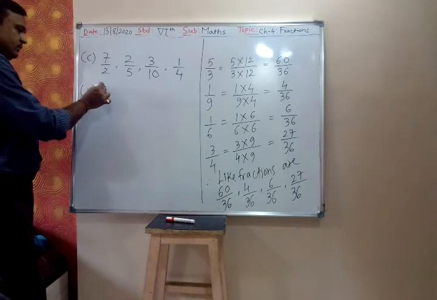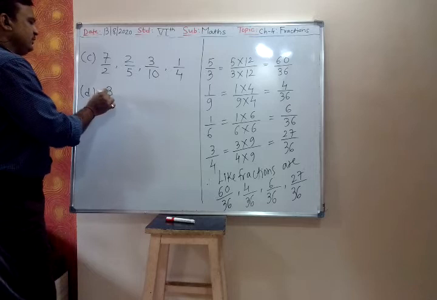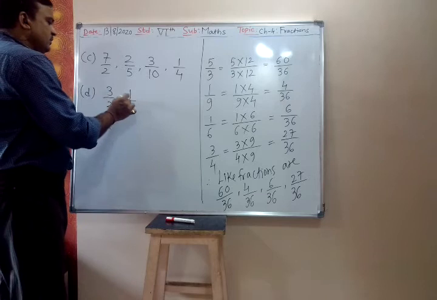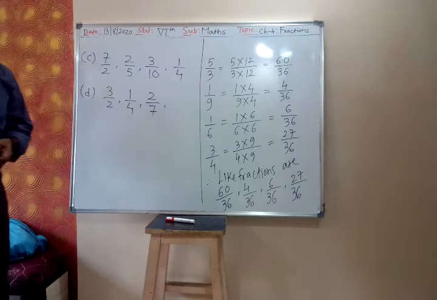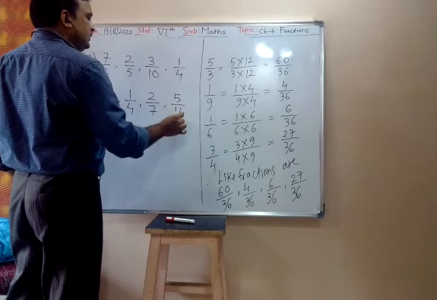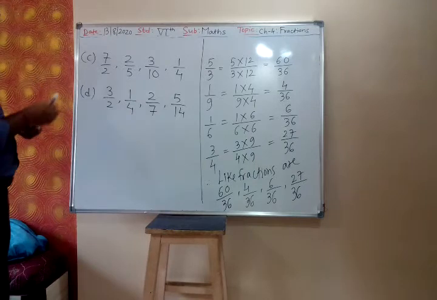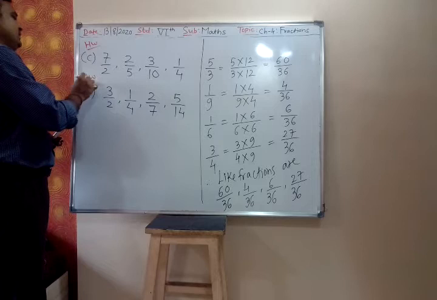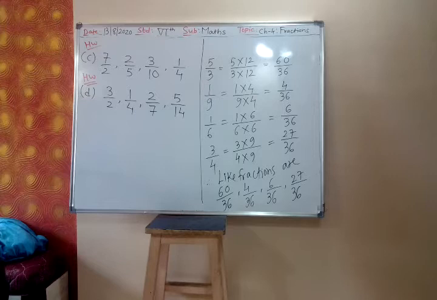Then 3 by 2, 1 by 4. See, a few problems I have to give, which you solve after this exam. This you have to solve on Tuesday, not today. So these two are homework, C and D, because I think all of you have understood A and B. So if you have understood A and B, then C and D I am giving as homework.